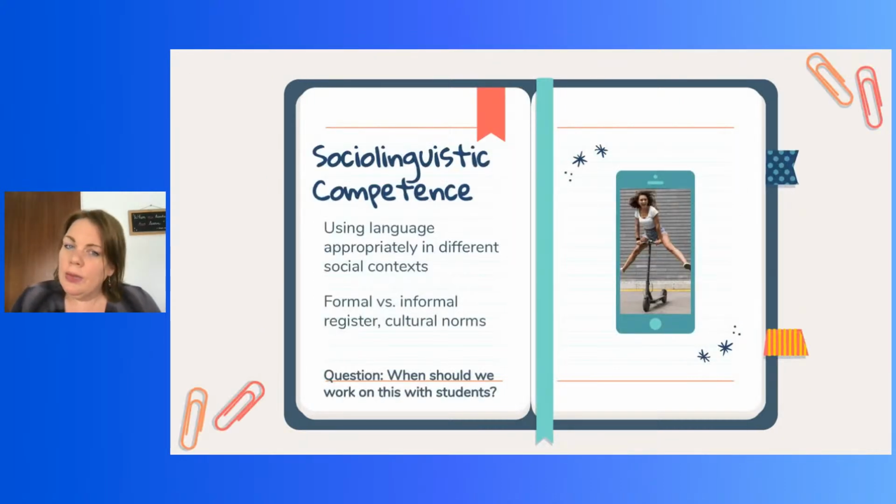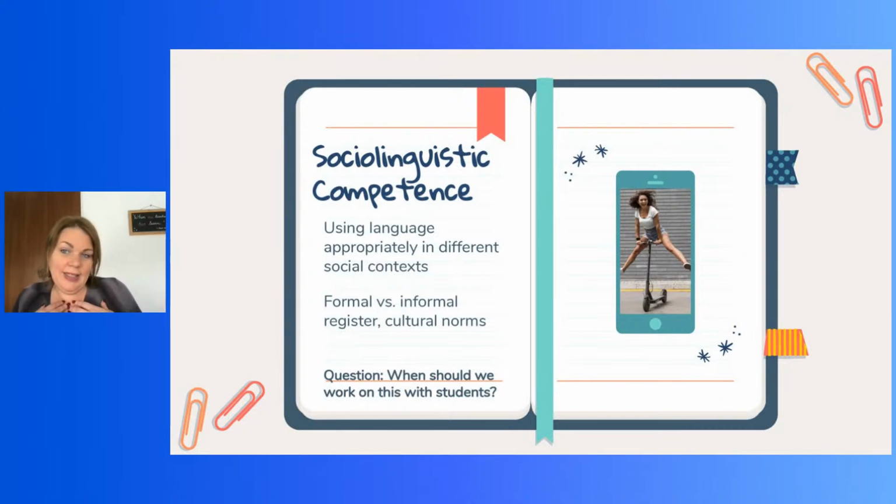Yes. Sociolinguistic competence. Socio meaning society, right? Dealing with society. So this refers to using language appropriately in different social contexts. This takes into account, for example, formal versus informal register, cultural norms, etc., things like that, right? So, for example, how is it appropriate to greet someone if you are in my city, for example, Chicago? If you are in Chicago, what is an appropriate greeting to someone you work with, to someone who is your neighbor, to your friend? What is an appropriate way to say hello?